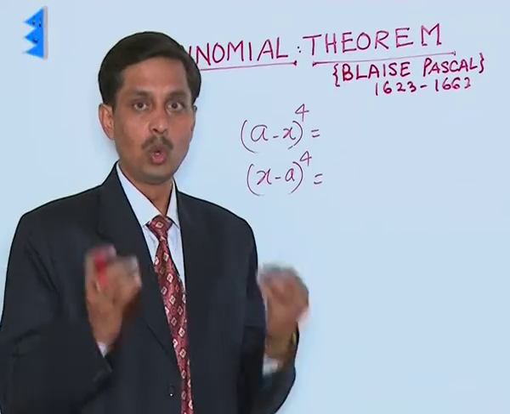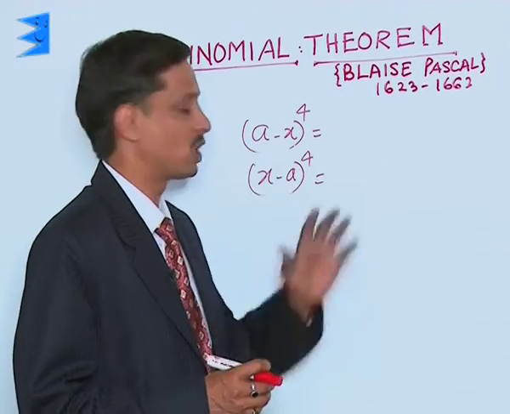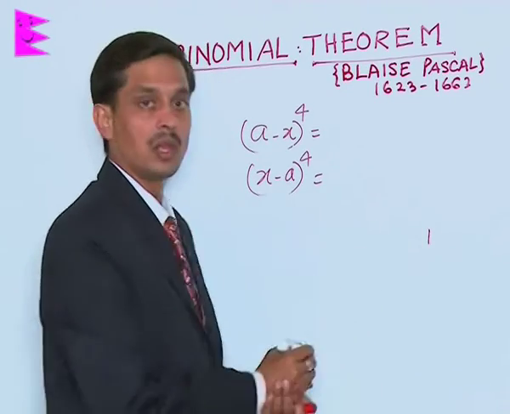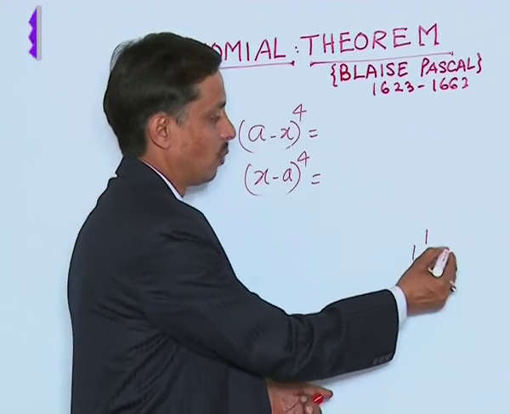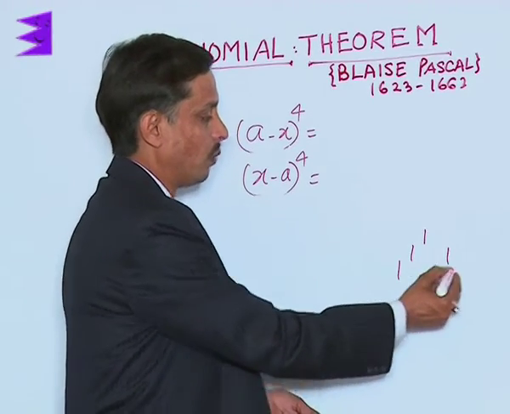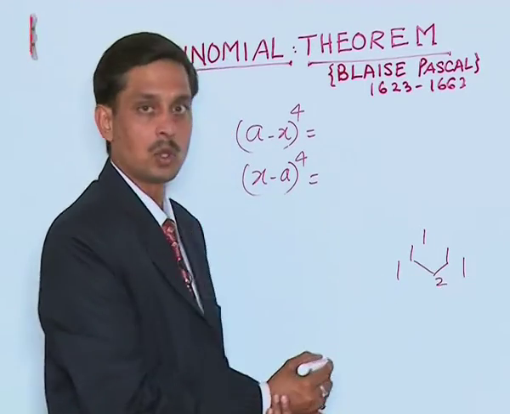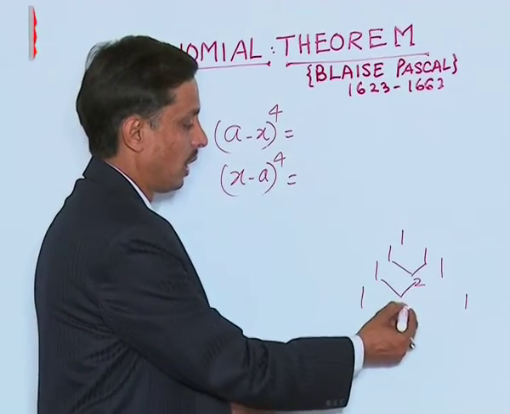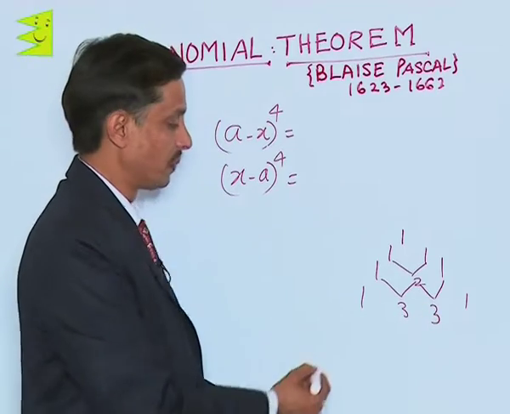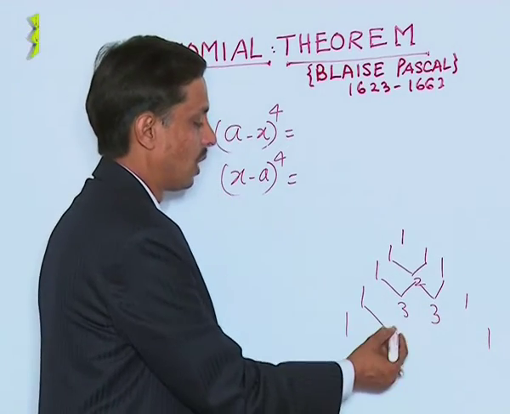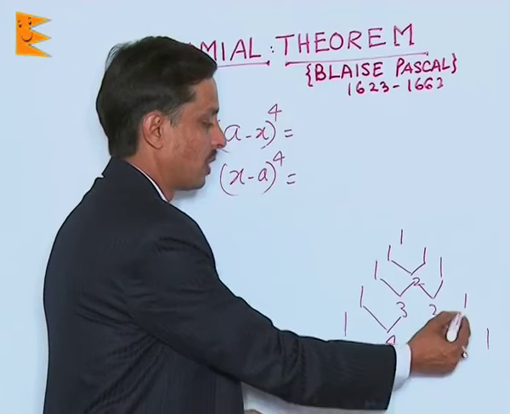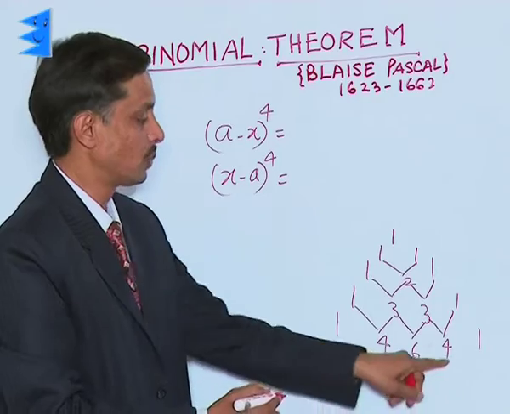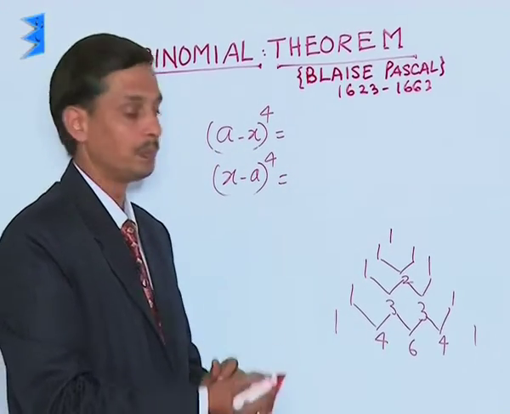In order to notice what will be the coefficients in the expansion of both, we should take the help of Pascal triangle. For power 0, we have the 1. For power 1, we have 1, 1. For power 2, we have 1, 1 on boundary and middle term's coefficient 2. For the next power 3, we have 1, 1 on boundary and 2 middle terms as 3. And for the power 4, we have 1, 1 on boundary, second term is 4, second last coefficient is 4 and middle coefficient is 6. So 1, 4, 6, 4, 1 will be the coefficients in both.